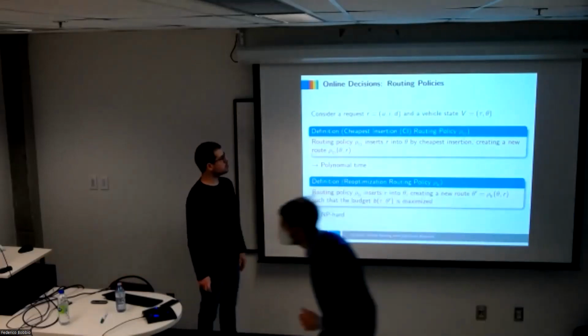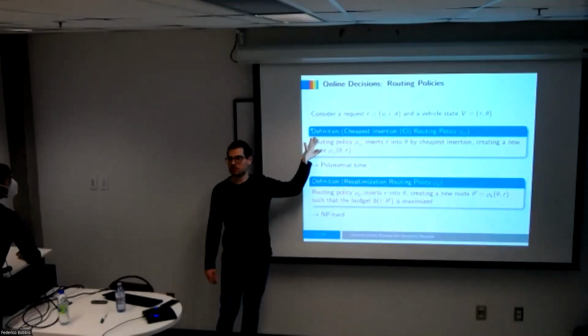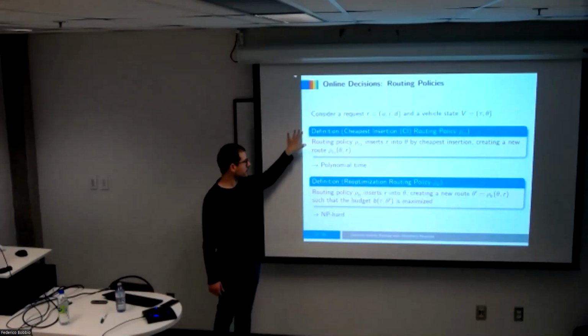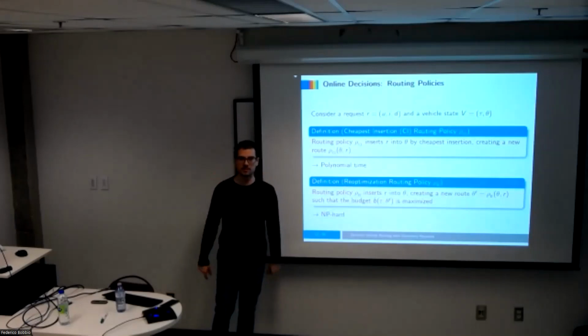So we consider two policies. The first one is just the cheapest insertion, which is pretty much a standard way in dynamic vehicle routing. But we also try the complete reoptimization, which is where you insert a request in the route and you completely reoptimize that route in order to maximize the budget.